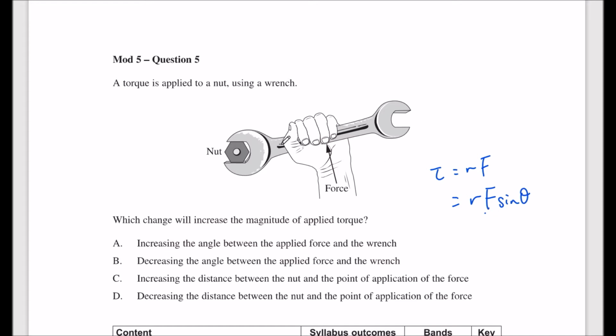So if we have the force applied to the radius, the maximum amount of torque produced is when these two components are at 90 degrees to each other. So keep that in mind. Decreasing the angle, increasing the distance between the nut and the point of application of the force, decreasing the distance between the nut and the point of application of the force. Okay, so we want to increase that distance. By increasing that distance, this goes up, and by natural expectations, torque also increases.